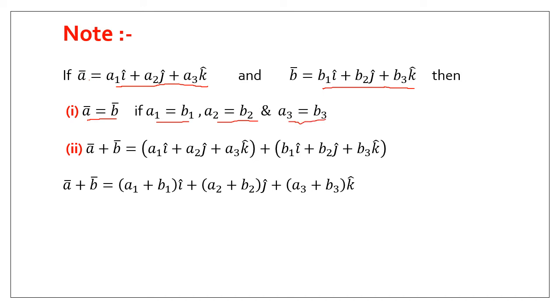Also student, we can add these two vectors, which gives us A bar plus B bar equal to, write down A bar and B bar. Now collecting terms of I cap, J cap and K cap. So A bar plus B bar gives us (A1 plus B1) I cap plus (A2 plus B2) j cap plus (A3 plus B3) k cap, means adding their respective components gives us the addition of two vectors.